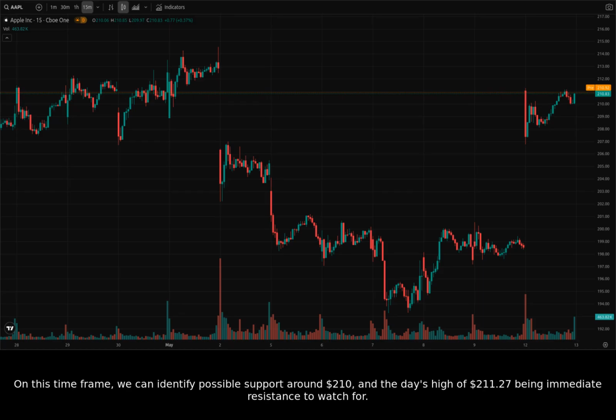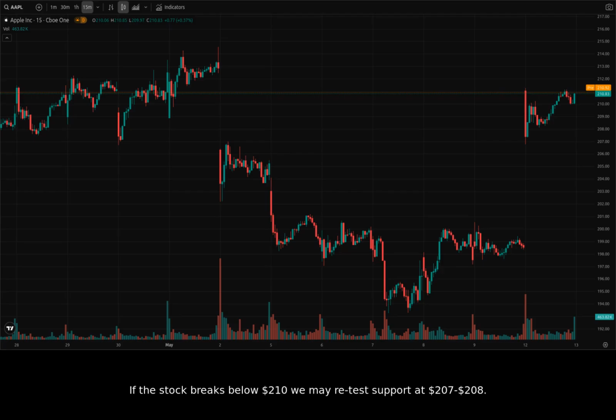On this time frame, we can identify possible support around $210 and the day's high of $211.27 being immediate resistance to watch for. If the stock breaks below $210, we may retest support at $207 to $208. If the stock breaks above the day's high of $211.27, watch for the $212 resistance area from the one-day chart.